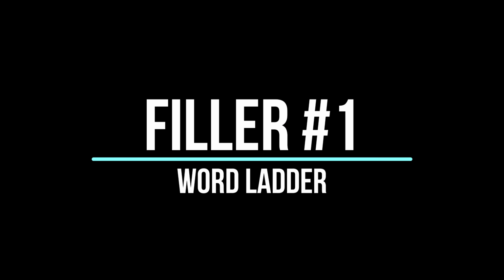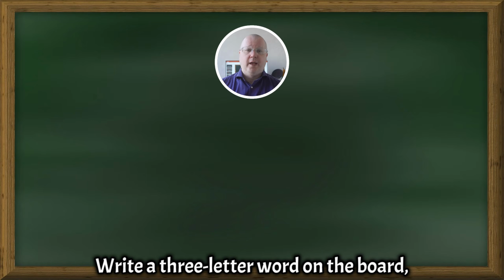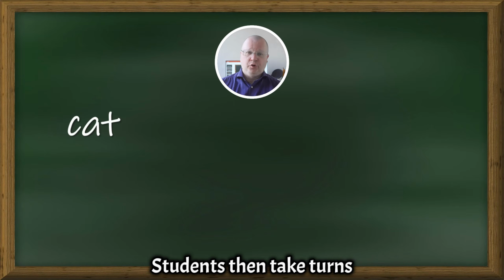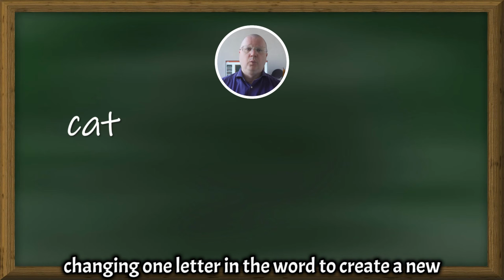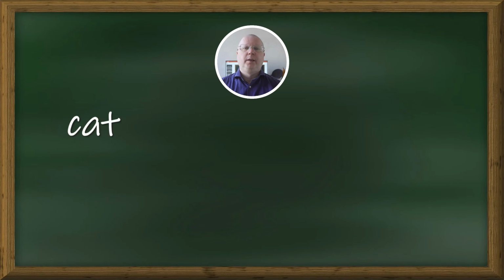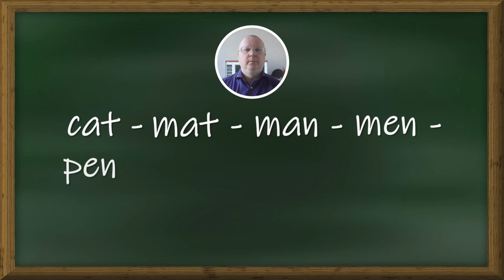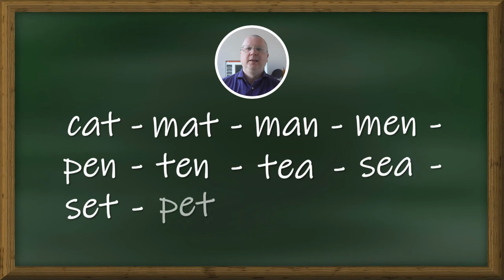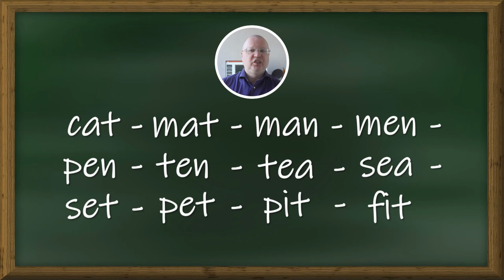Filler number 1, word letter. Write a 3-letter word on the board. For example, cat. Students then take turns changing one letter in the word to create a new 3-letter word. For example, cat could transform into mat, man, men, pen, ten, tea, see, set, pet, bit, fit, and so forth.